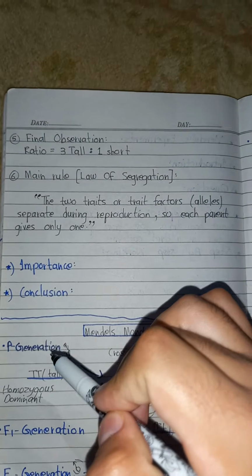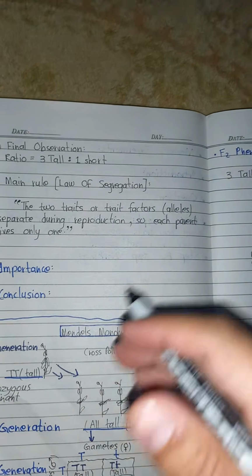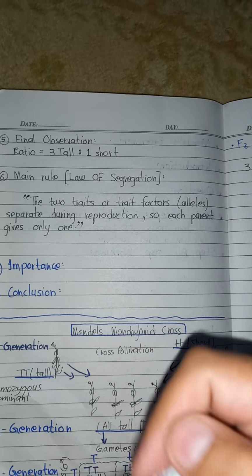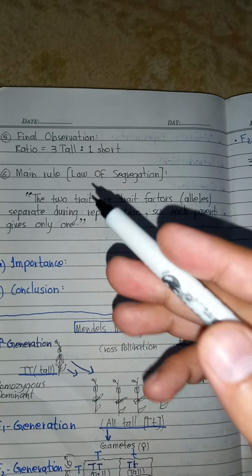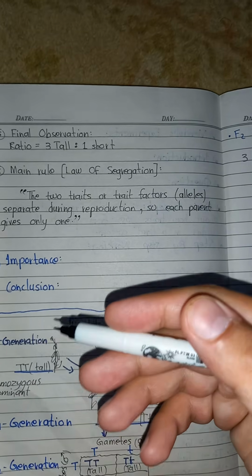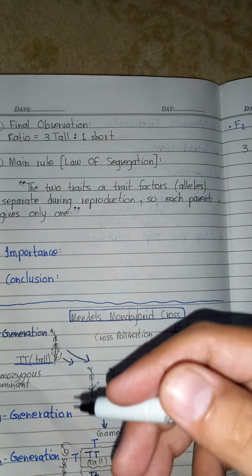Now step number 6, the main rule, the law of segregation, because of all this stuff happening. So we got the law of segregation, which says that the two trait factors or alleles separate during reproduction. So each parent gives only one.